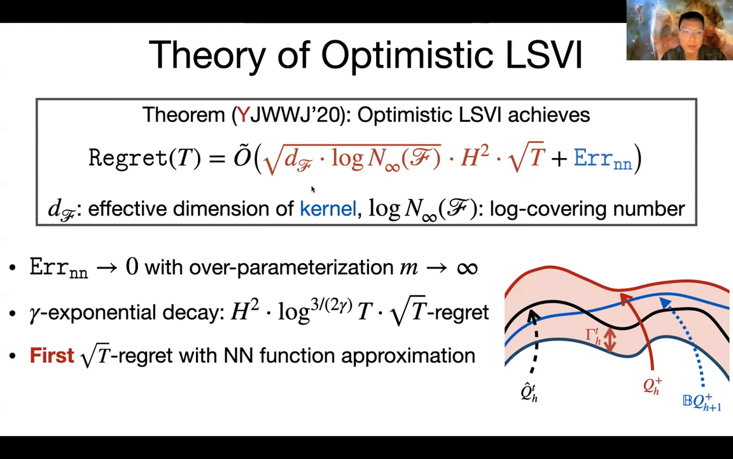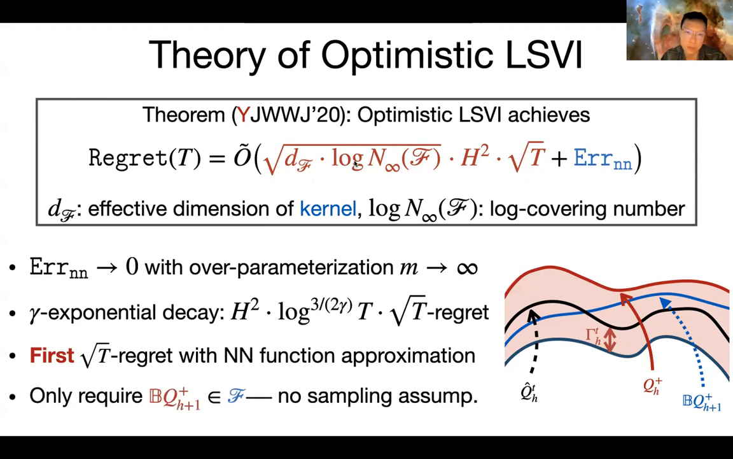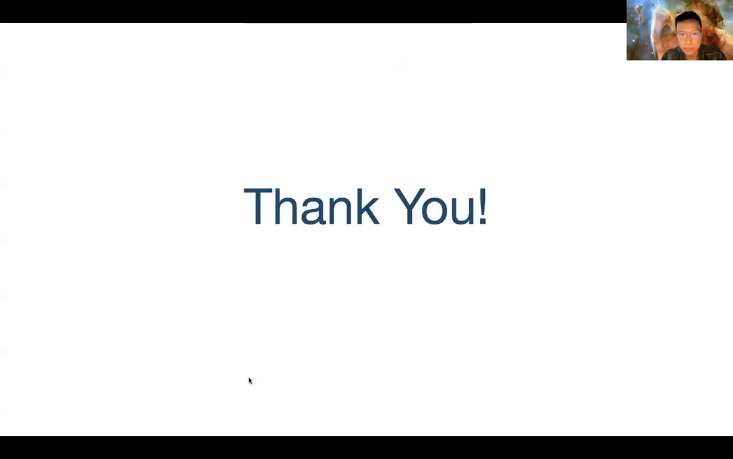And our algorithm is the first one with a square root of T regret with neural network function approximation. And we only require the structural assumption that the function class has no approximation bias, which includes the right-hand side of the Bellman equation. And there's no assumption about the sampling paradigm. So that concludes my talk. Thank you very much.